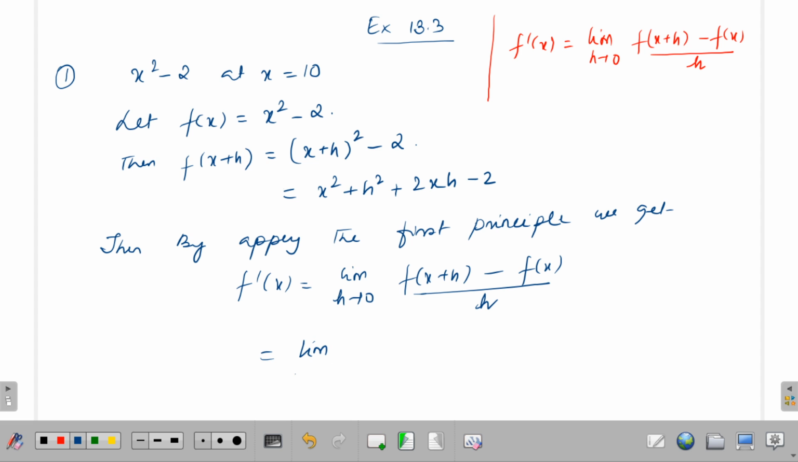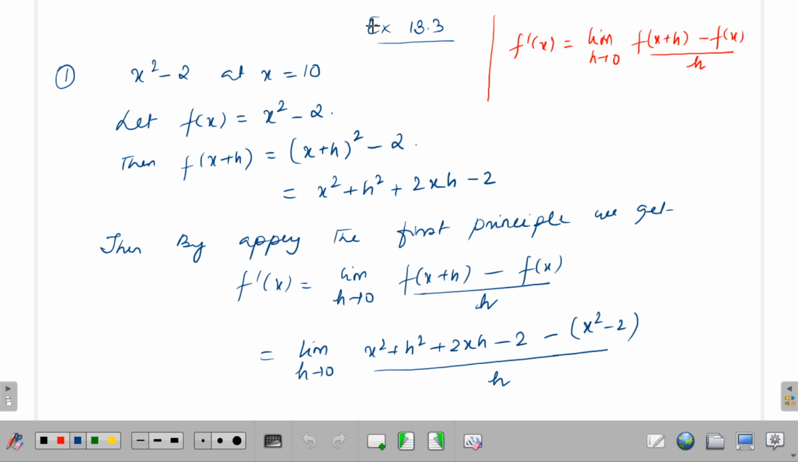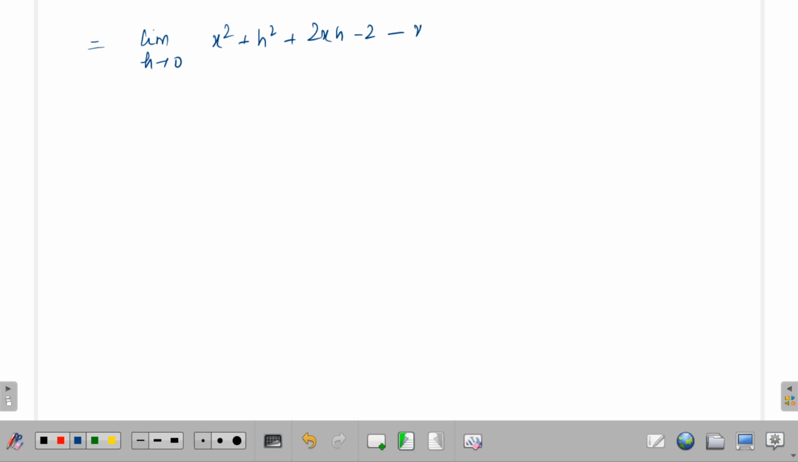So which will be limit of h tends to 0. I got this one to be x squared plus h squared plus 2xh minus 2, and I got this one to be minus x squared minus 2, divided by h. So let me go to the next page, which would be nothing more than limit of h tends to 0, x squared plus h squared plus 2xh minus 2, and if I open up the bracket, that will be minus x squared plus 2, divided by h.